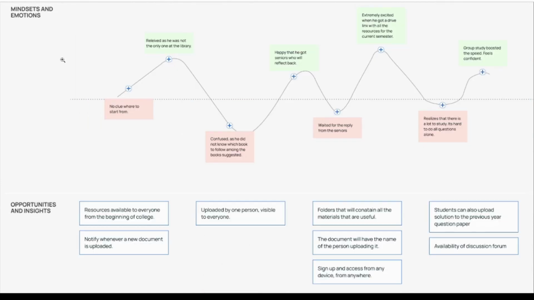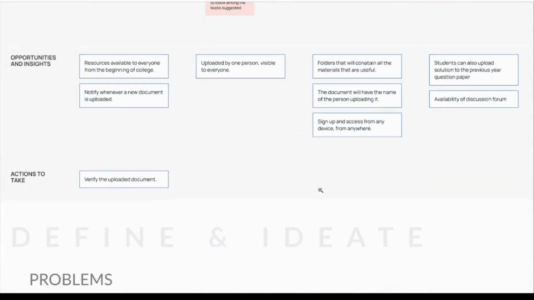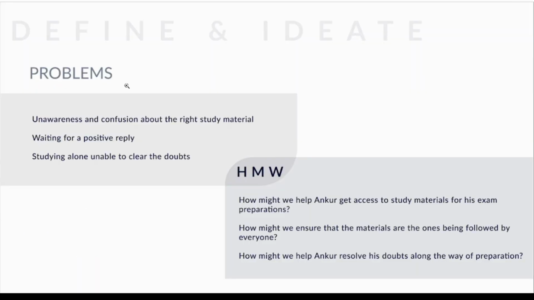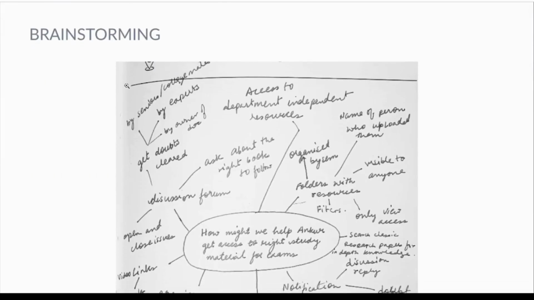What are the mindset and emotions he went through while he was following this particular journey, and what are the opportunities and insights that I got from his journey and actions. You finally define what your problem statement was, and how might we help that person to solve his problem. And while you are solving his problem, you are basically solving the problem of all the people like him, right? And that becomes your target audience.